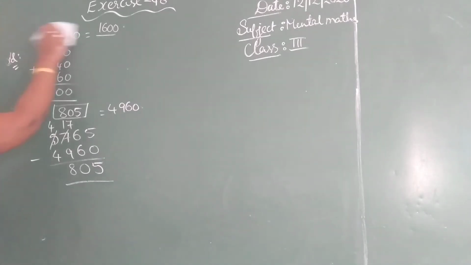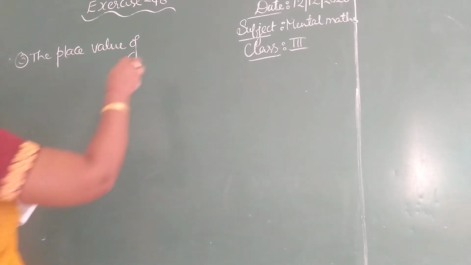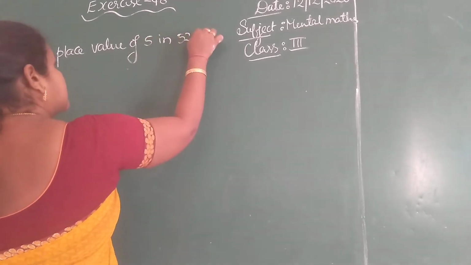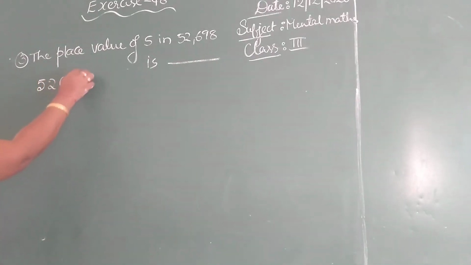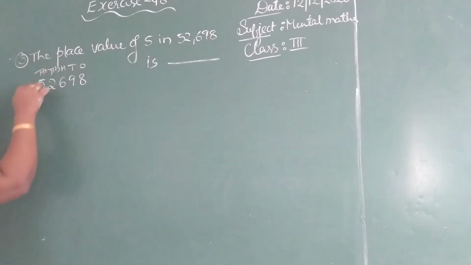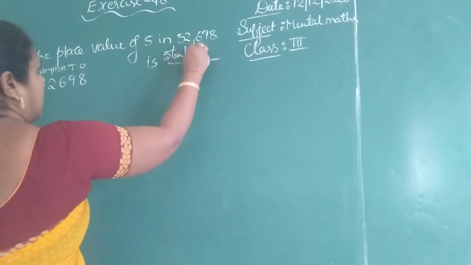Third one. See the third one. The place value of 52,698 is... What is the place value of 5? They ask, what is the number? 52,698. In that, write the place value. Students want tens, hundreds, thousands, ten thousands. So 5 is in the 10,000 place. So the answer is 5 ten thousands.